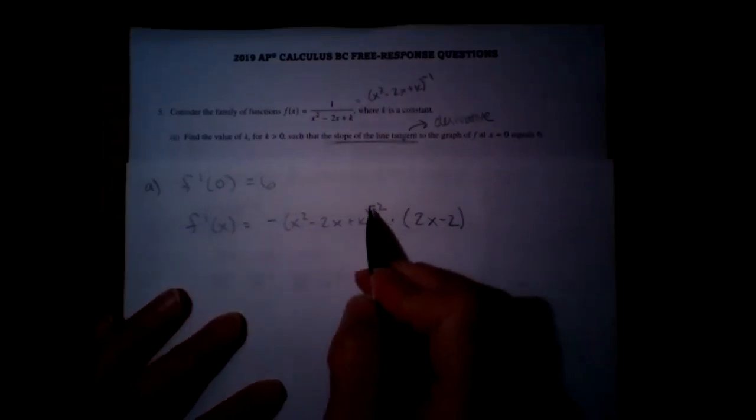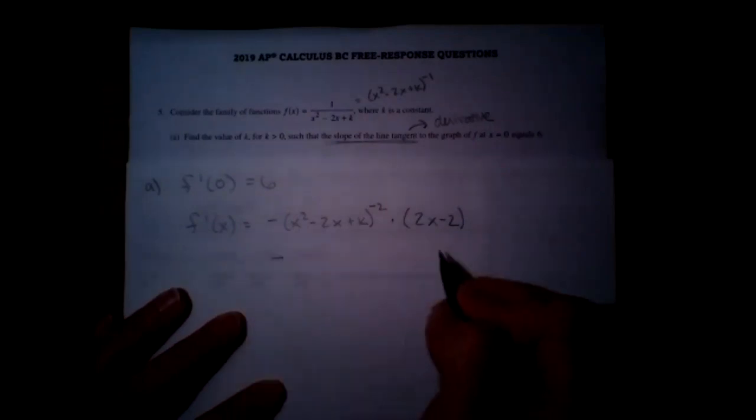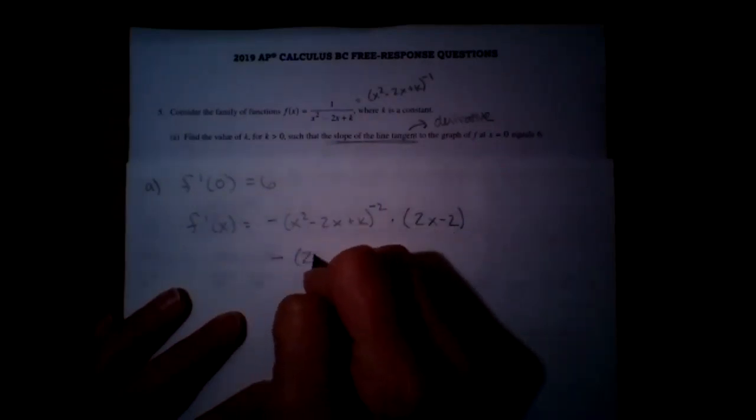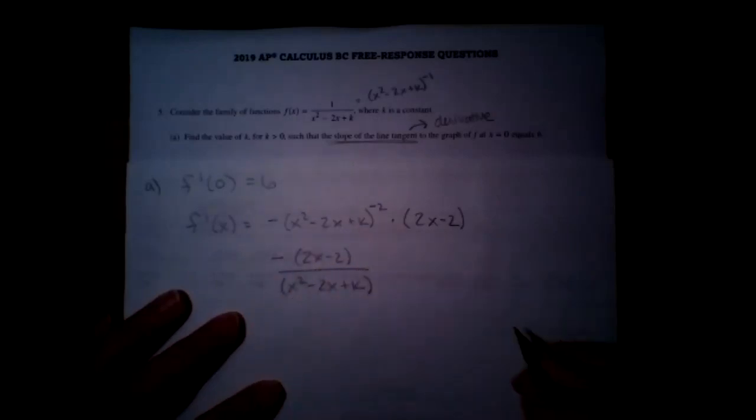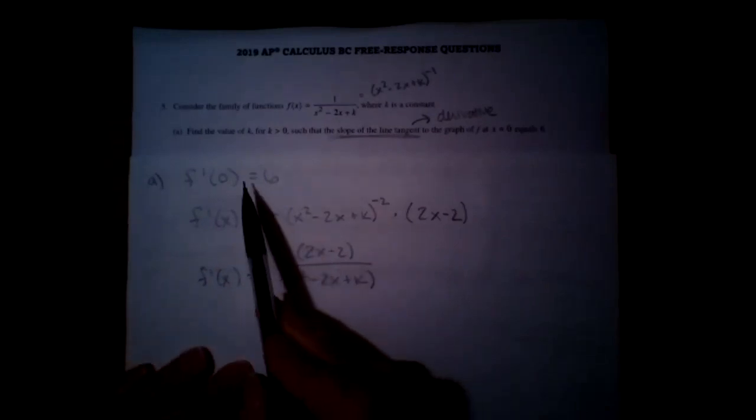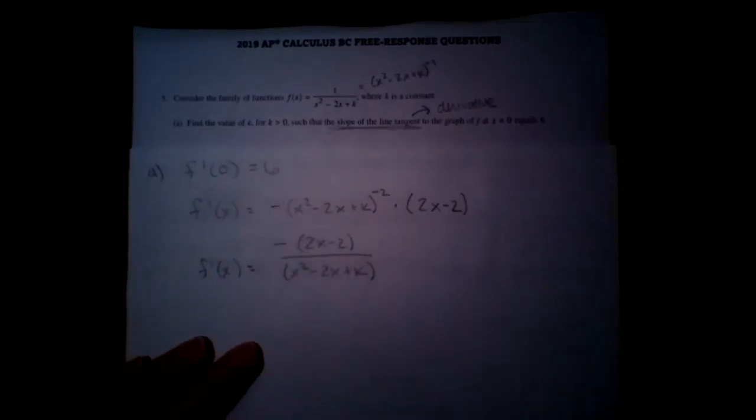And so I'm going to take a second and rewrite this. I want to fix the negative exponent. All of this is going to come down to the denominator. So it'll be negative 2x minus 2, and then all of this stuff in the denominator. All right, so that is our derivative. And so we want to plug in 0 for x and set it equal to 6.